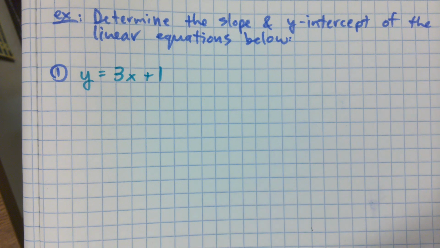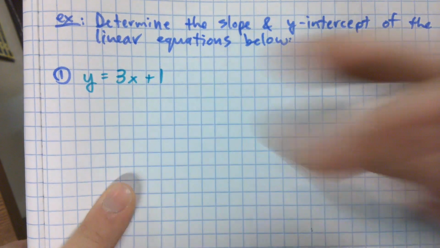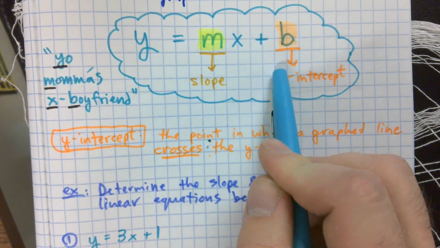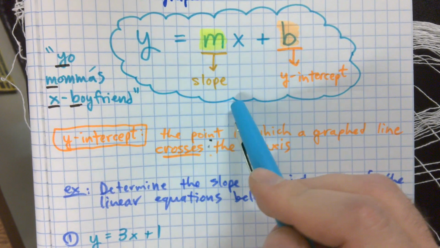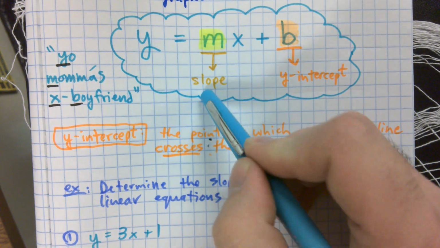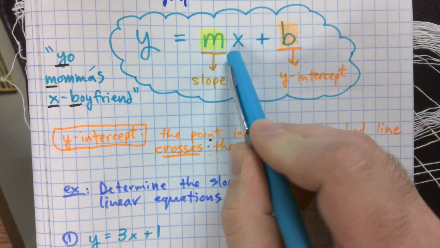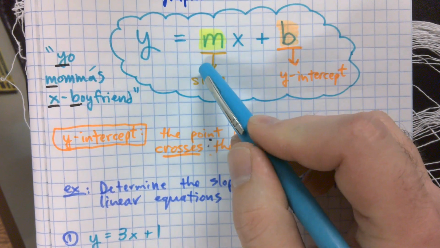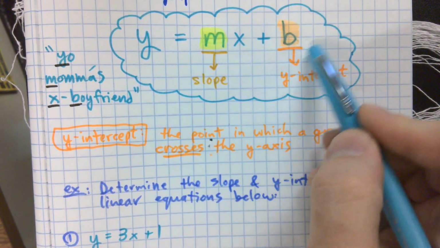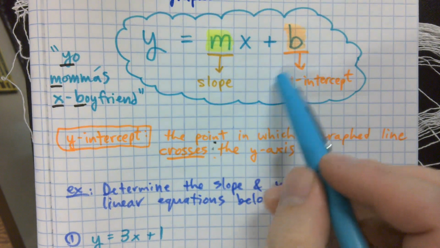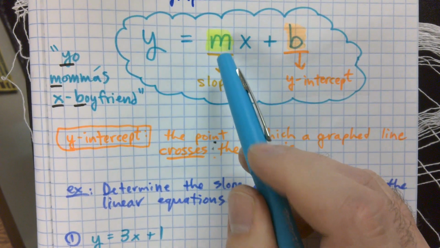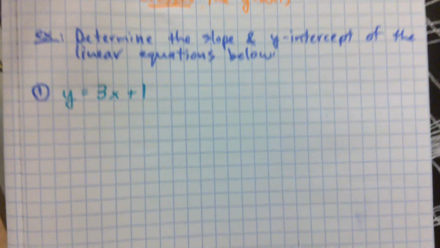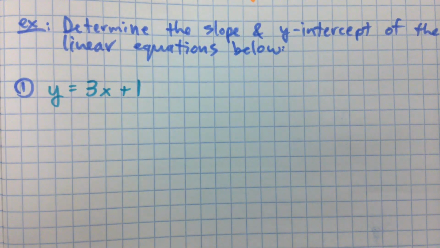Now, if we remember our formula, "yo mama's ex-boyfriend," mama is our slope, right? And our slope is always going to come right before our x. So we're going to have some number in front of the x, some number being added or subtracted to the end of our x. And those numbers are going to be our slope and our y-intercept. It's almost so simple, it's kind of hard to explain, right?